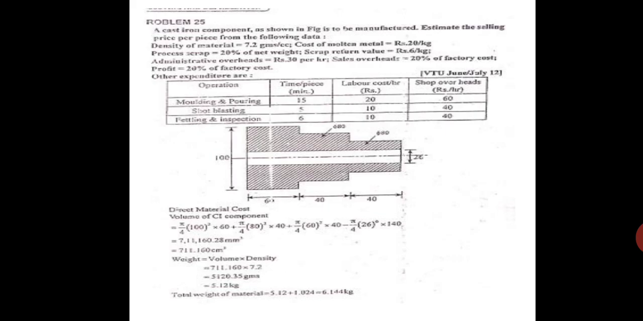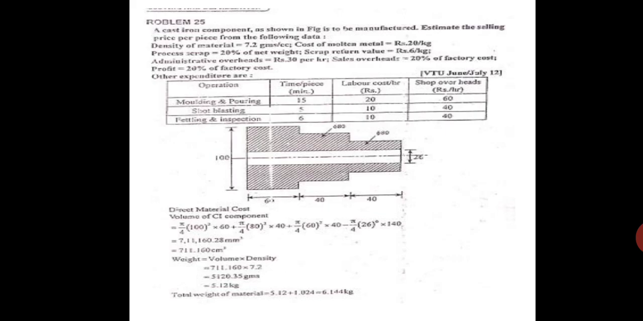So pi by 4 into d square into L, this is the formula you will use for each of the steps. So 100 mm diameter, 60 mm is the L length. Next is 80 mm diameter and 40 mm length. Third step is 60 mm diameter and 40 mm length. And the core what you are having is 26 mm diameter and 140 mm length, because we will add the total 60 plus 40 plus 40, that is 140 mm length.